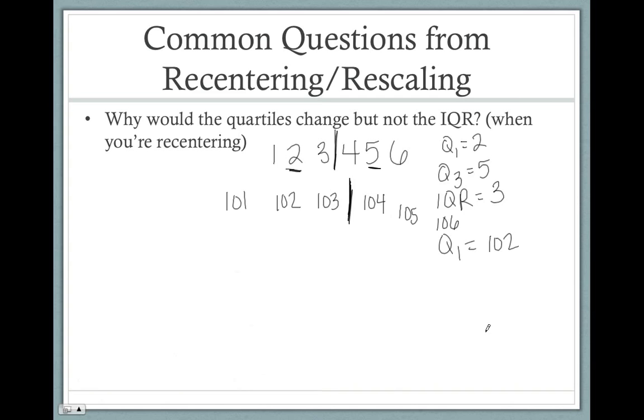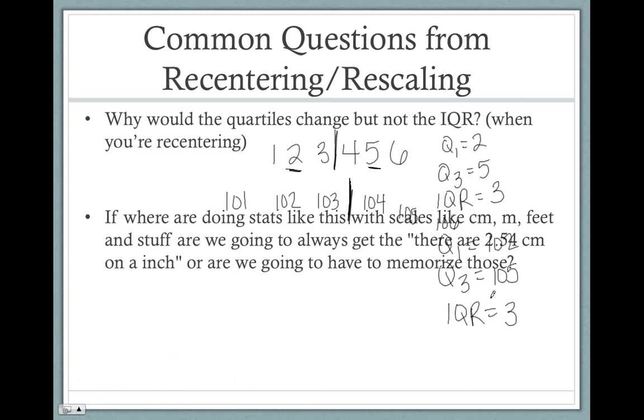Oh, hey, Q1 got affected. Q3 is the median of everything to the right, which is 105. Oh, hey, Q3 got affected. But the IQR is the distance between them. And the distance between them, even though I added 100 to each of them, is still 3.